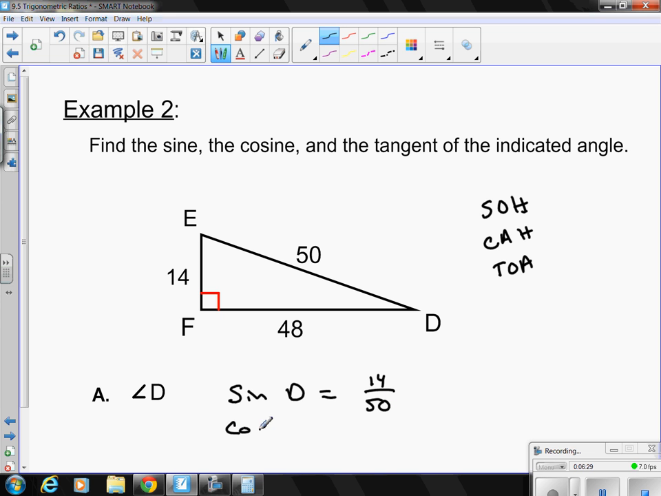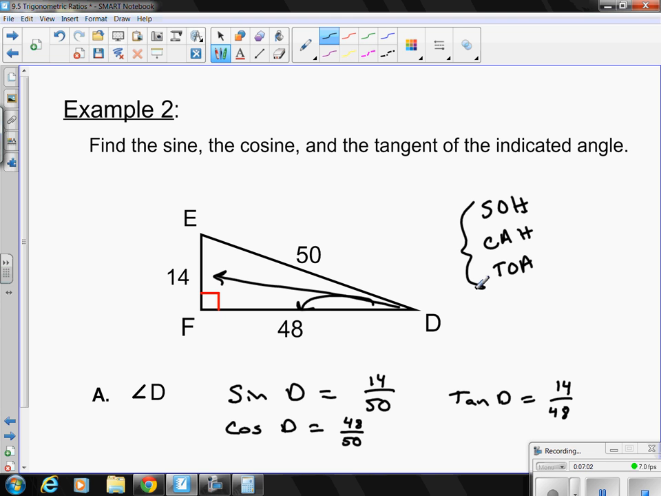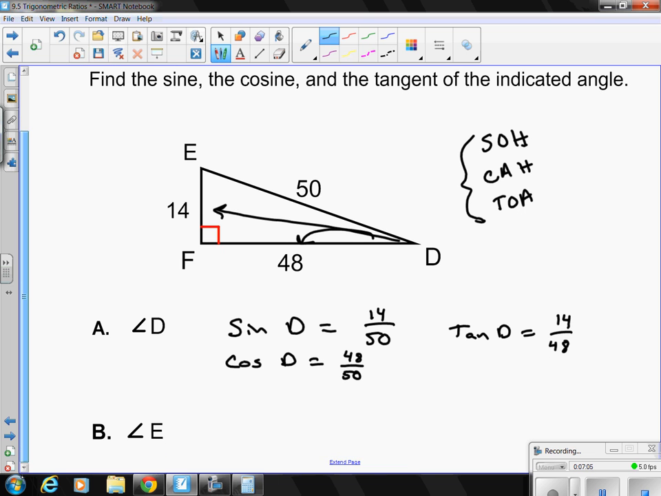Okay, the cosine of D is adjacent over the hypotenuse. So this would be 48 over 50. And the tangent of D is opposite over adjacent, 14 over 48. Okay, the opposite side to angle D over the adjacent side, that's tangent. So it really comes down to you knowing what those ratios stand for.